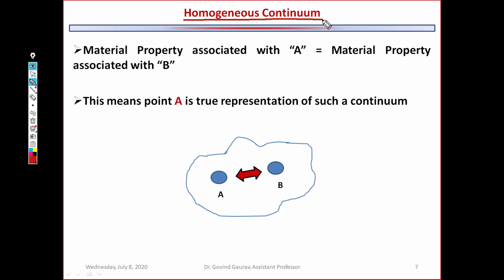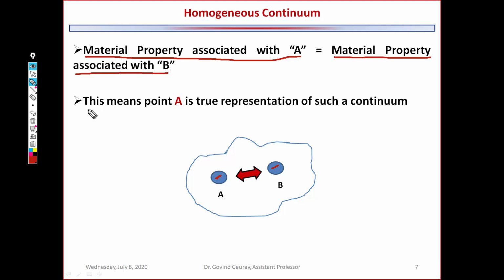Homogeneous continuum. Suppose this is a continuum, the entire figure represented by the outer boundary. In case of the homogeneous materials, the material properties associated with this small point A and the material properties associated with point B are exactly similar. Both the properties of the materials which we have at these points are exactly similar.